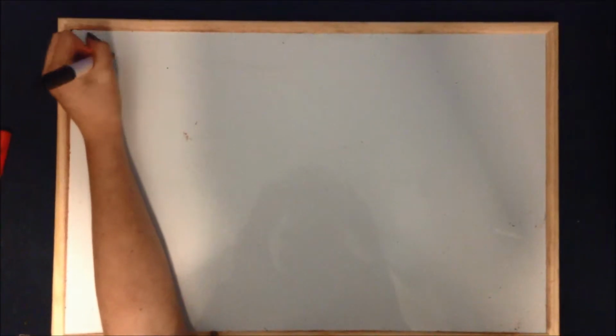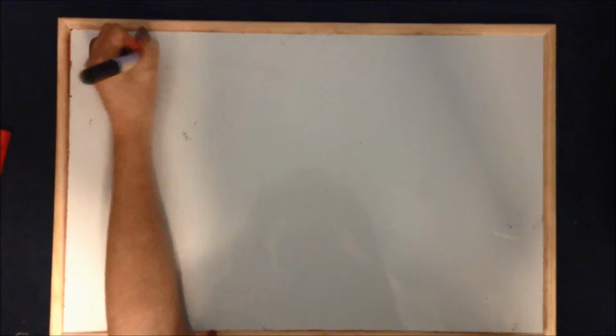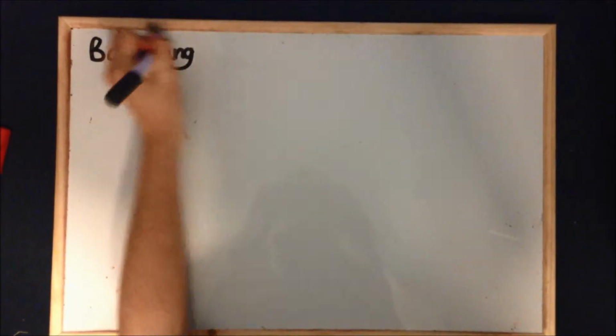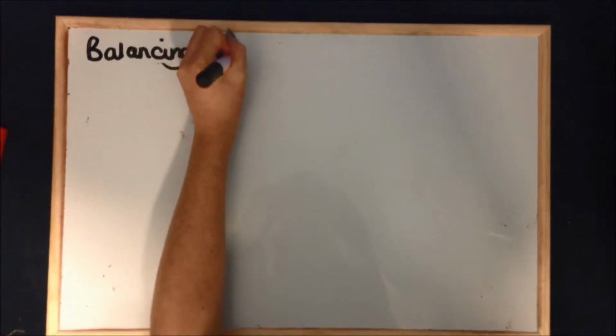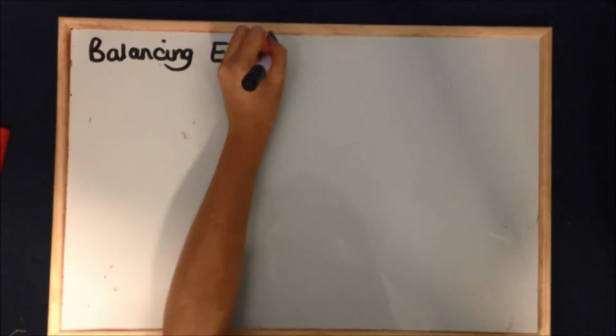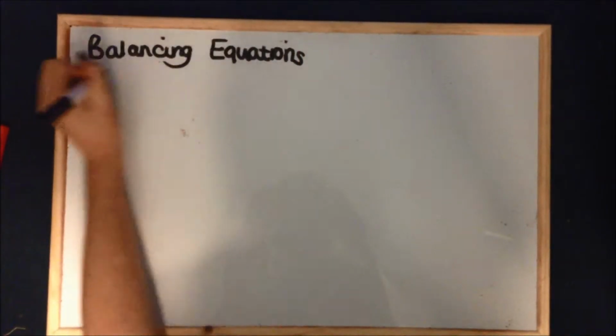So we are now going to look at balancing equations. An equation is simply showing the transition from reactants to products. And an equation must be balanced so that the number of a certain element is the same in both the reactants and the products.